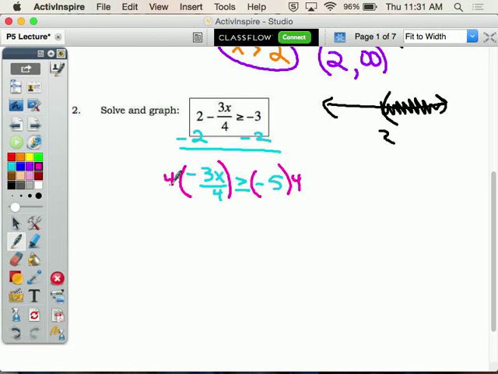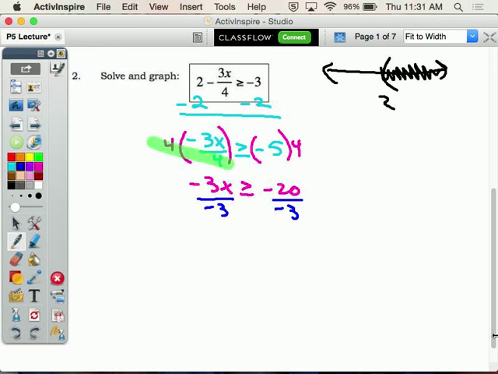The reason I'm doing this is because on the left-hand side, the 4's reduce out, and I end up with negative 3x is greater than or equal to negative 20. At this point, I'm going to divide both sides by negative 3. And then something really crazy happens to our inequality symbol. You have to flip it. So when I divide, I end up with x is less than or equal to, because the symbol flipped.